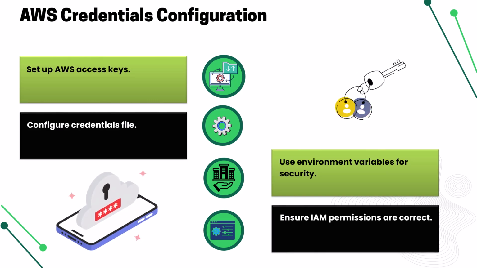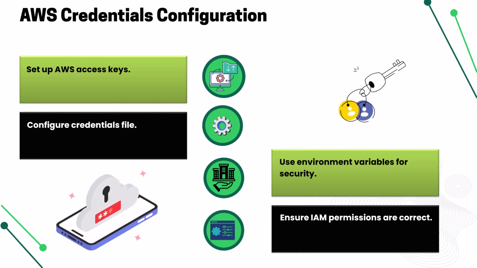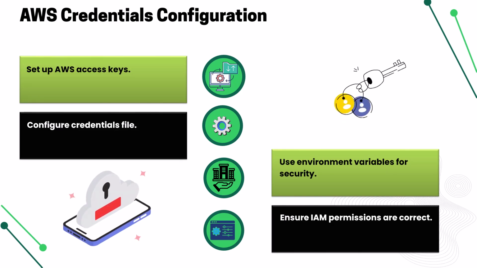AWS credentials are the keys to the kingdom. Without them, Ansible can't access your instances. Set up access keys, configure the credentials file, and use environment variables for extra security. Oh, and don't forget IAM permissions. You wouldn't want a locked door with no key.